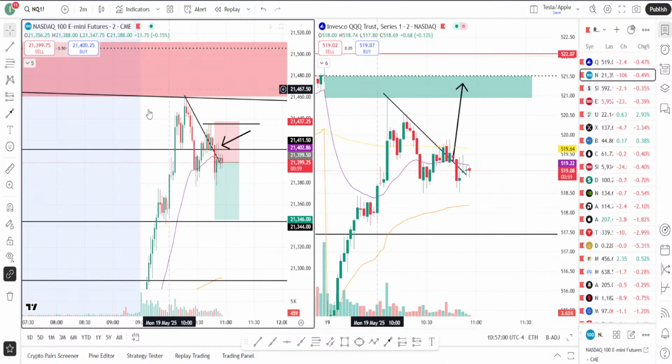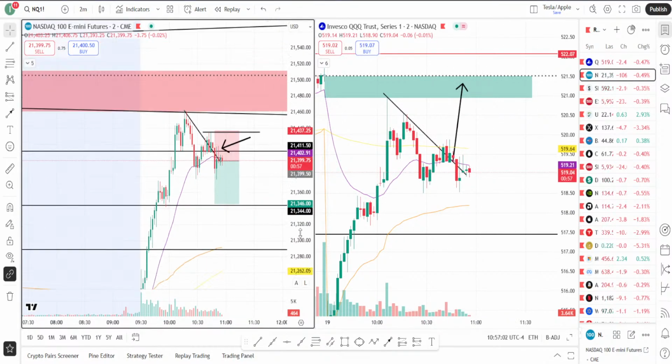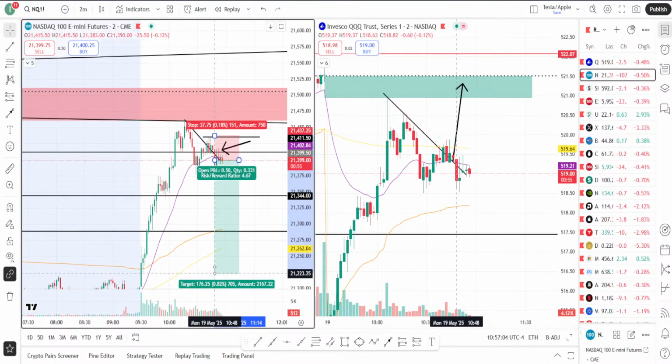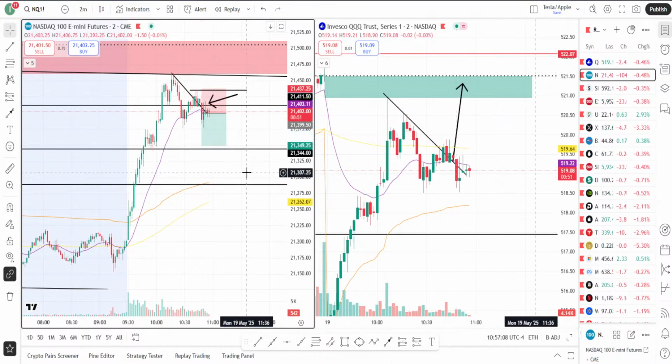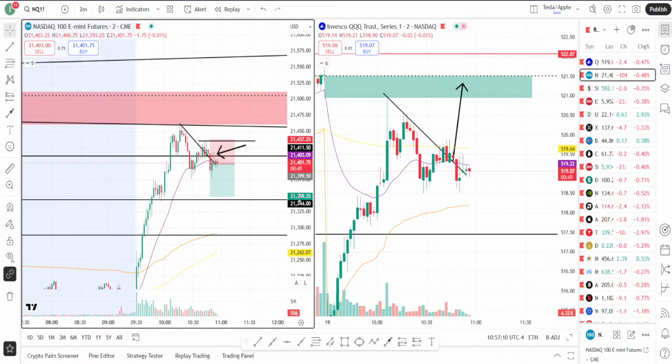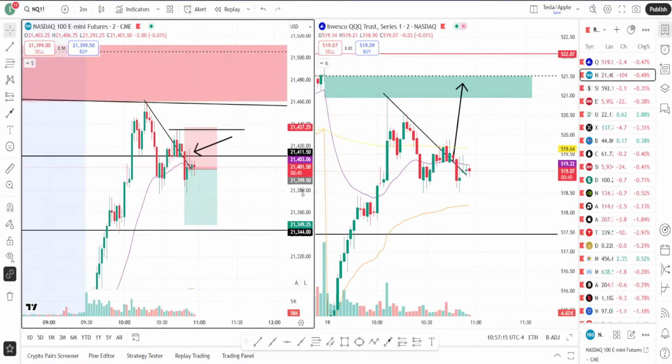All I need is this little move right here. I don't need a huge move, I just need a small piece from here to here. That's all I need, and I'm out. Quick 1-to-1. That's all I need.